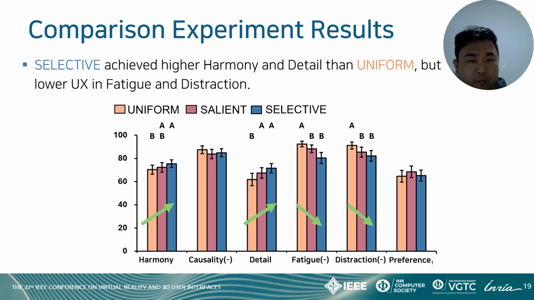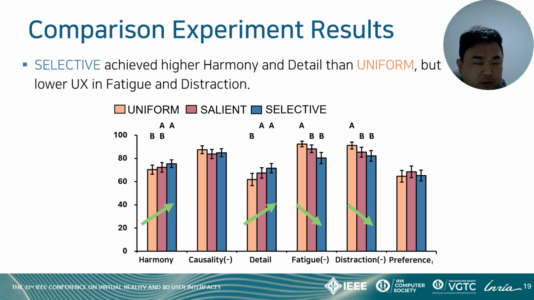Since selective relies on a single segment, the issue of values being obscured by other segments was minimized. However, because it only represents one segment, it was perceived as more distracting and less cohesive compared to the uniform, which captures more comprehensive movement. Salient served as an intermediate solution. Consequently, no preference differences were found among the 3 conditions.